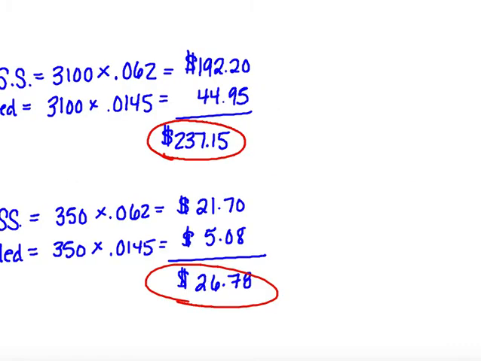So you can see my solutions for the Social Security tax for number 1 is $192.20. For Medicare, it's $44.95 for a total Social Security tax of $237.15. For number 2, the Social Security is $21.70. Medicare is $5.08 for a total Social Security tax of $26.78.